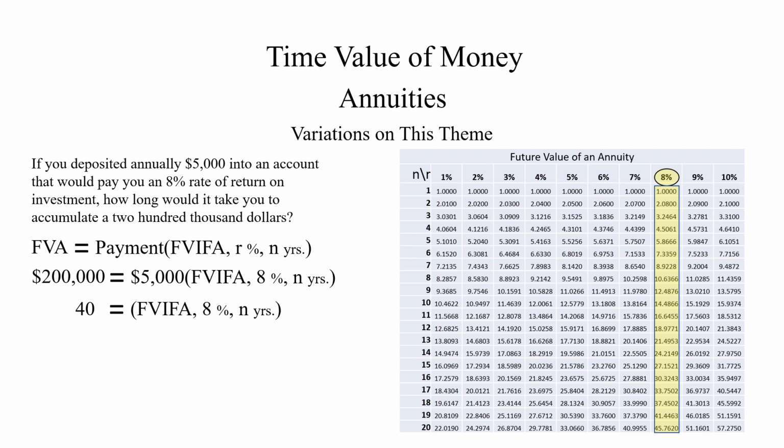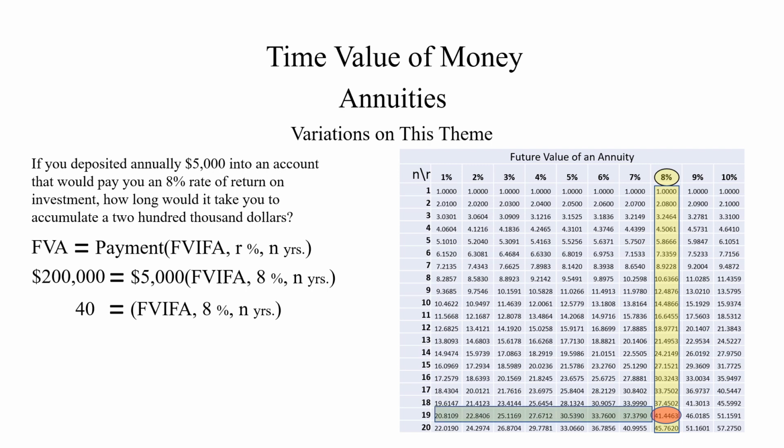Here we have the template all set up and ready to roll. 40 is equal to FVIFA at 8% for n years. Remember, we're solving for n. So first, let's locate the 8% column. And so now, let's find a 40 somewhere in that column. Well, we're not going to find exactly 40, but let's find a number as close to 40 as we can get. There it is. That's about as close as we're going to come using the tables.